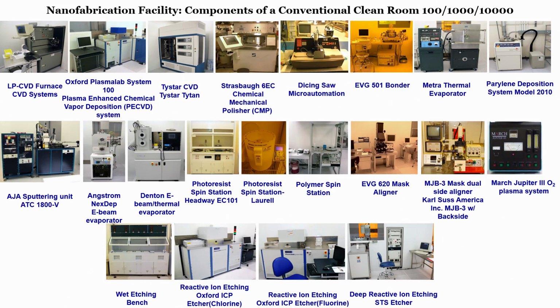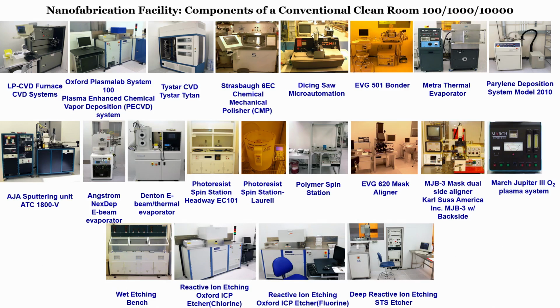The next one is RIE, which is hard or dry etching, chlorine dry etching and fluorine dry etching. Finally, we have a deep RIE, which is deep reactive ion etcher, and that is for etching silicon, but deep reactive ion etching is much faster compared to the reactive ion etching system.